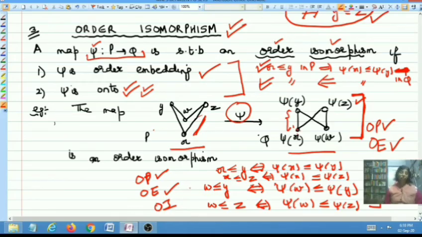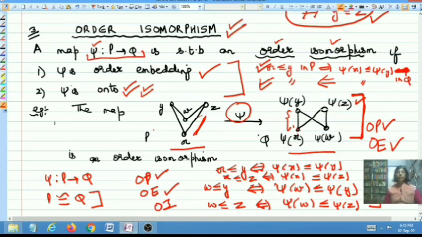So this is an order isomorphism, and because you have been able to find an order isomorphism between the two PO sets P and Q, P and Q in that case are said to be isomorphic PO sets, and we write like this: P is isomorphic to Q. So this is the notation that you use.